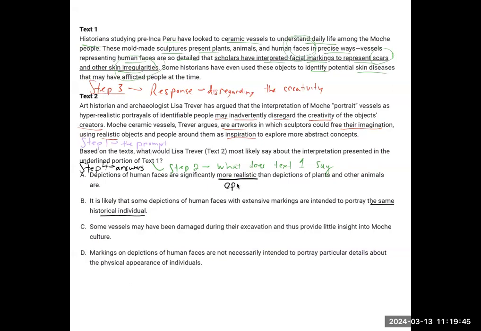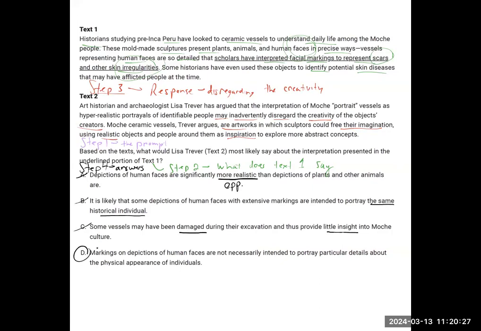this would be the opposite of text two, because text two said that it was more artistic, not more realistic. Okay, so that gets rid of A. Going into B, were they the same individual? No, we know that they were different individuals. And C, were some of them damaged? We just simply didn't see that perhaps they were damaged, so they provided little insight. Definitely not at all what the passage said.